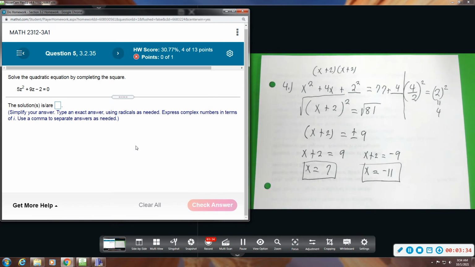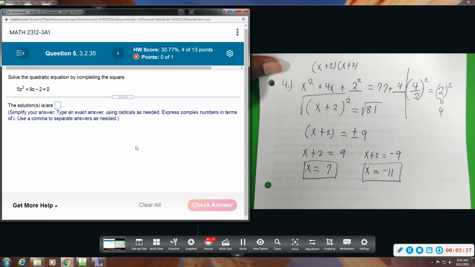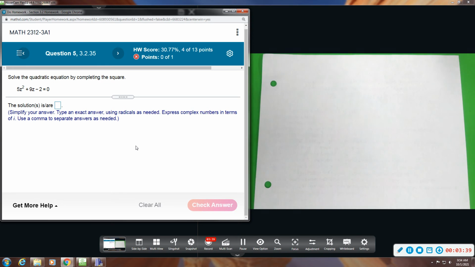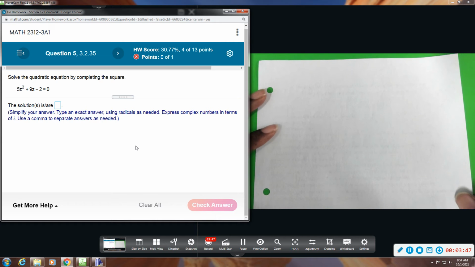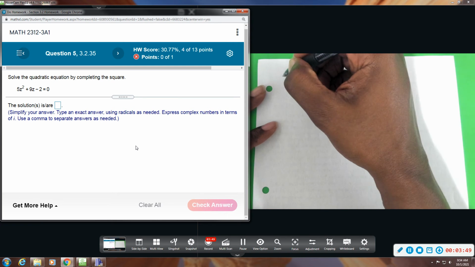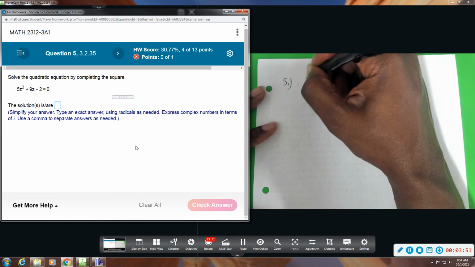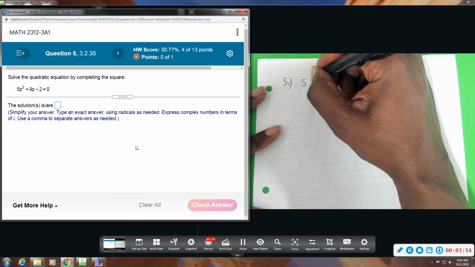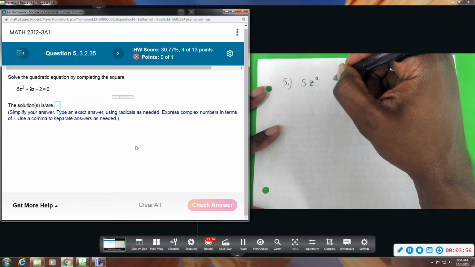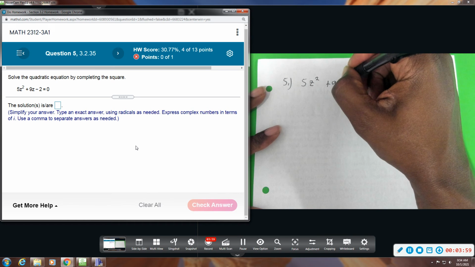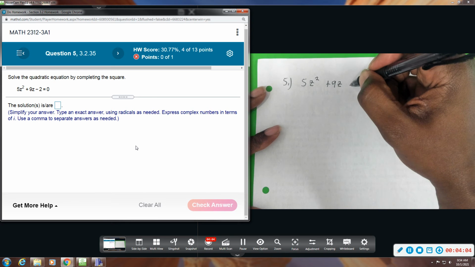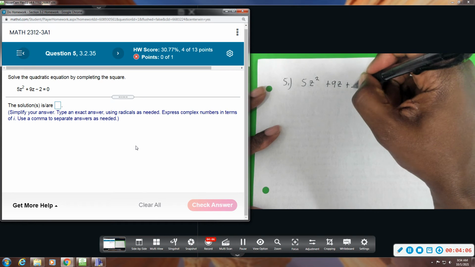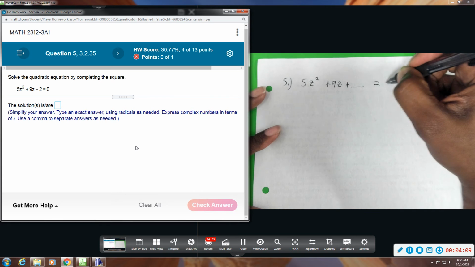Alright, so this one wants us to complete the square as well. However, this one will be a little bit more problematic due to the fact that we have fractions to deal with. But I'm going to try to keep the process the same for all intents and purposes. We have 5z squared plus 9z. I'm going to go ahead and move that 2 over. So that means on the other side is going to be a positive 2.